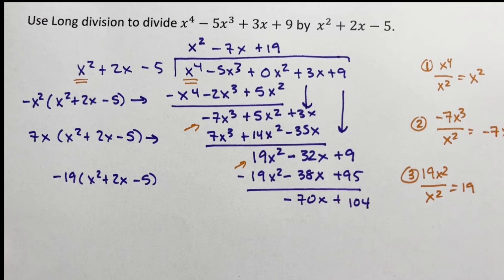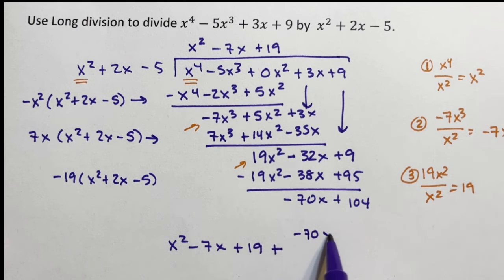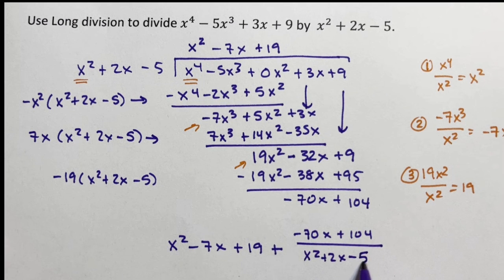When we write all this out, this is our remainder. Our answer is going to be x squared minus 7x plus 19 plus negative 70x plus 104 over x squared plus 2x minus 5. It's a pretty answer, isn't it?